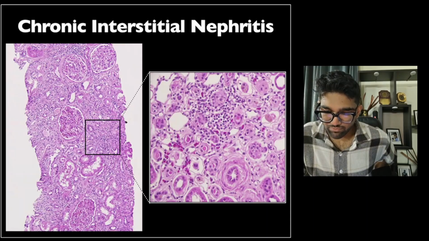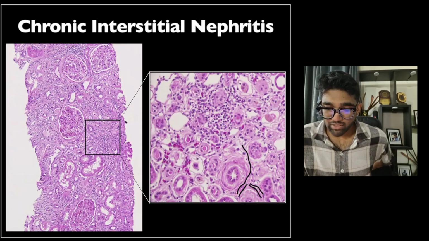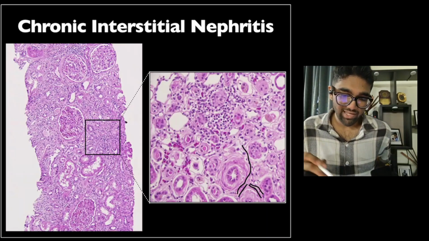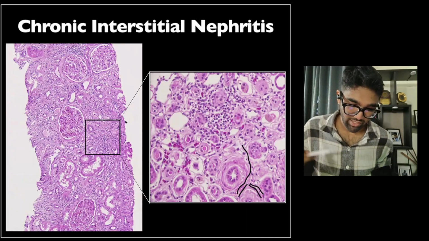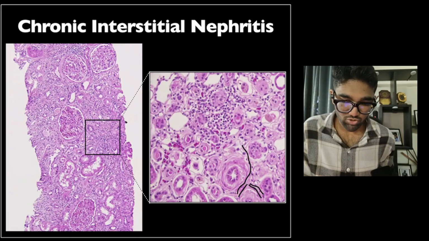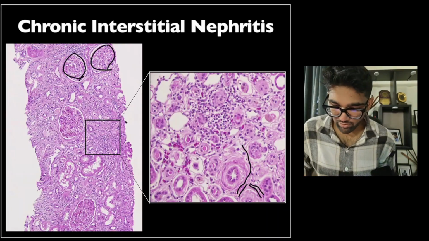So this kind of prominent collagen deposition, again to be confirmed by trichrome staining, would represent chronic interstitial nephritis if the glomeruli are normal. Again, this depends on the histopathologist and how he or she describes the histopath. But see, this glomerulus is relatively normal. This is also relatively normal.